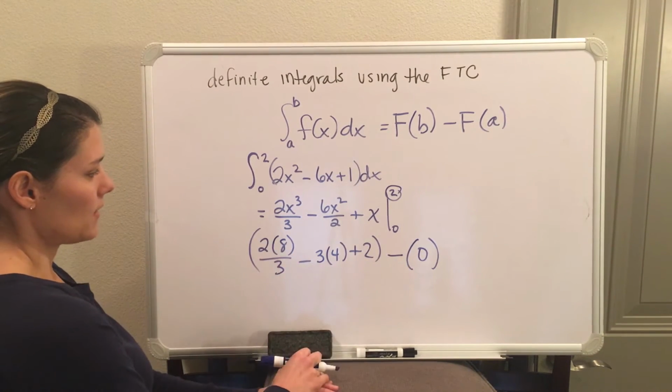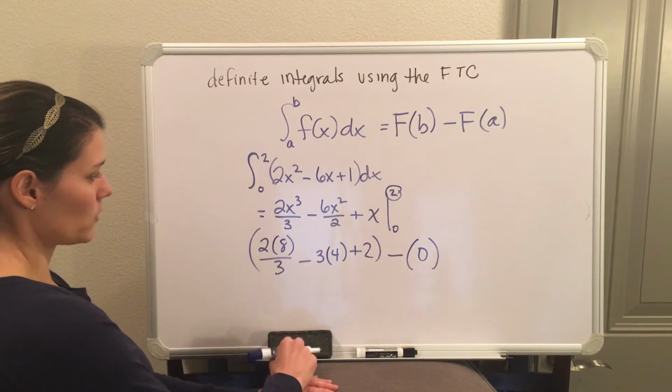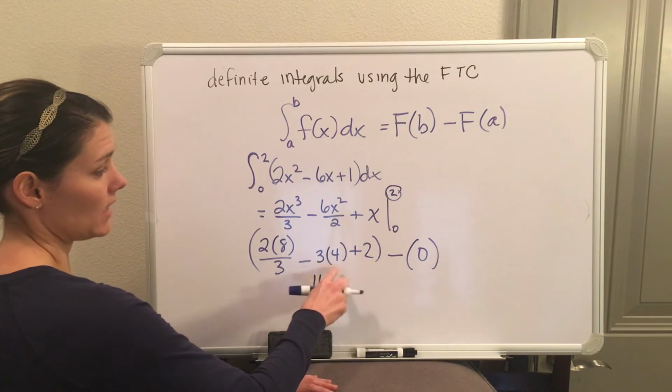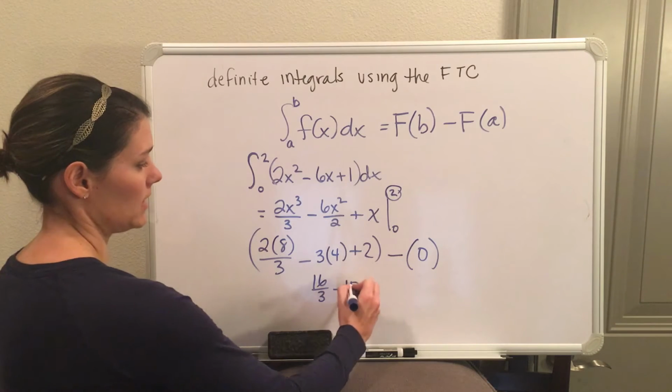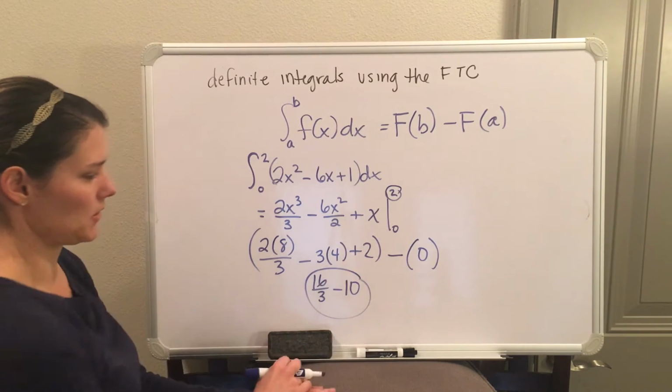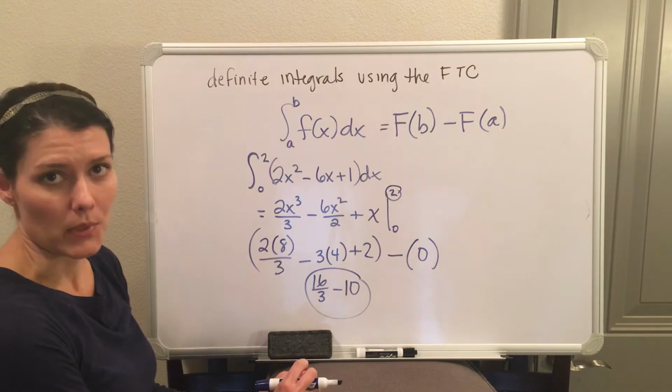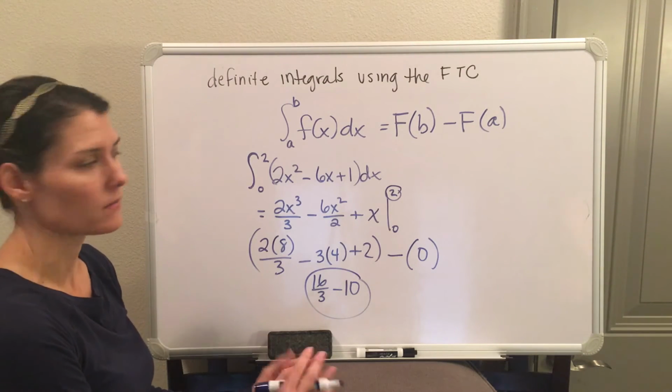And then you can start simplifying this some more. 2 times 8 is 16. Negative 12 plus 2 is negative 10. And I will leave my answer in that form right there. And that will be your answer. And it is a number, it is not an equation or a function.